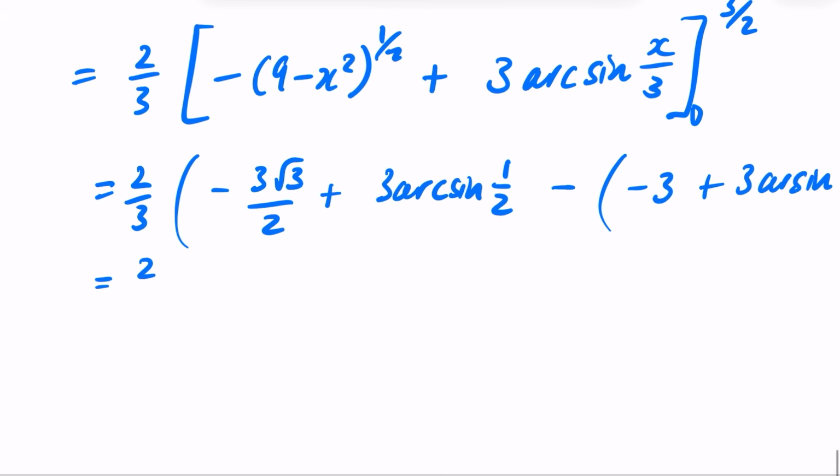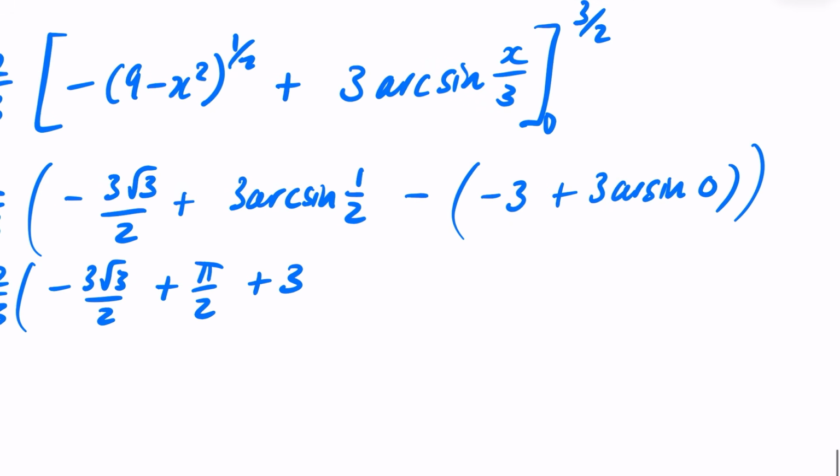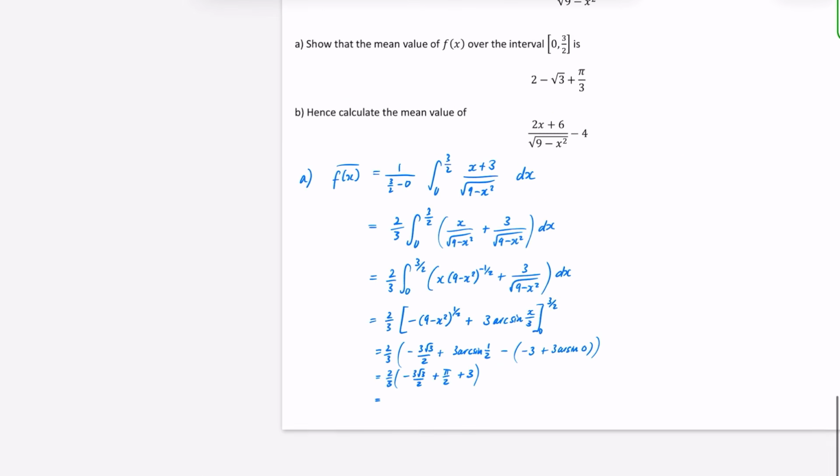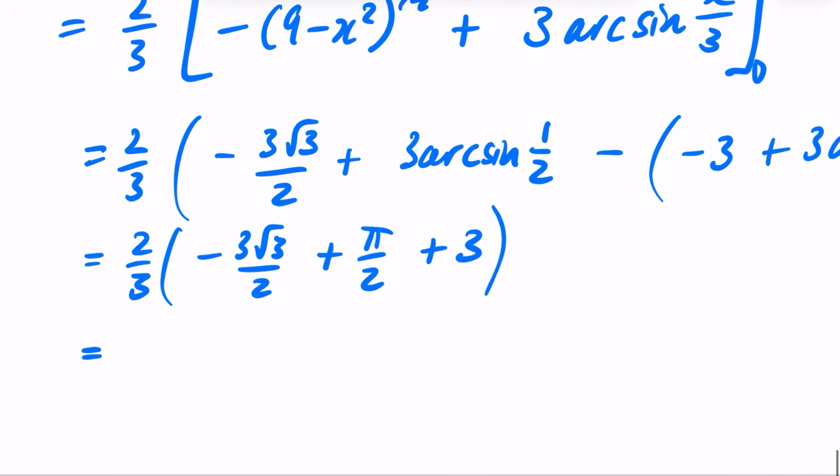So this is 2 over 3 minus 3 root 3 over 2. Arc sine a half is 30 degrees, but we're in calculus here, so it's going to be pi over 6, and that's going to get multiplied by 3. So that is pi over 2. And then we have a minus 3, which is a plus 3, and arc sine 0 is 0, so we can just ignore that part. All that's left is to multiply by the 2 over 3 and have it in the order that they wanted, which is the 2, the minus root 3. So the 2/3 times 3, yep, that's the 2 that we were expecting.